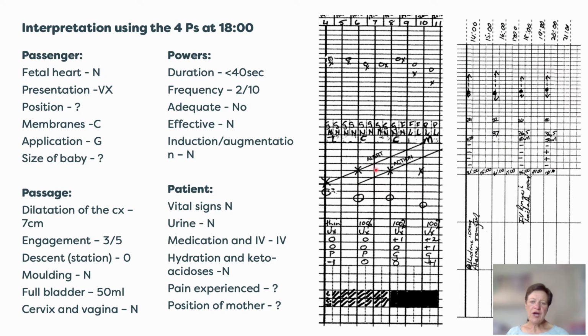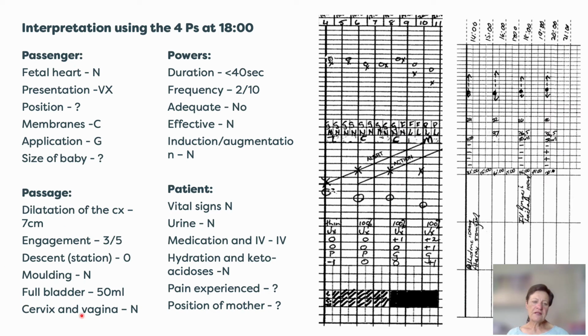Now, if we look 2 hours later at 1800 hours, when we look at the fetal observations, the passenger, nothing has really changed here, except that the application is getting better. The application is good now. But for the rest, the fetal heart is still normal. There's not a big difference here between the before and after contractions fetal heart. Again, they've only done it hourly instead of half hourly, so that's a little bit of a problem.